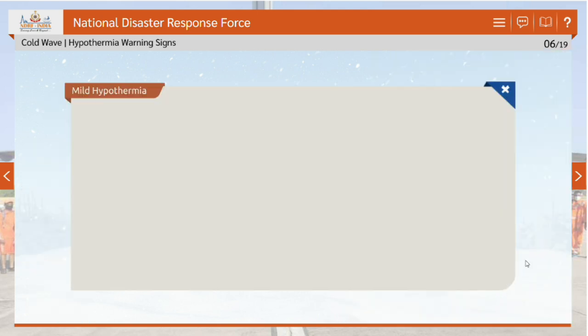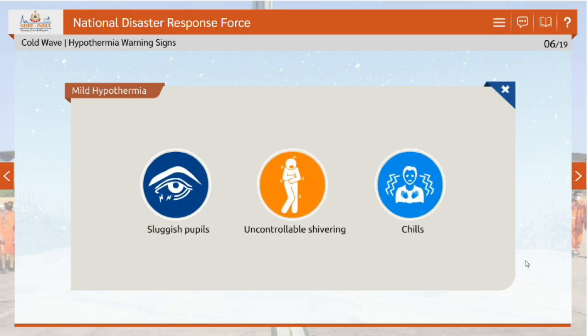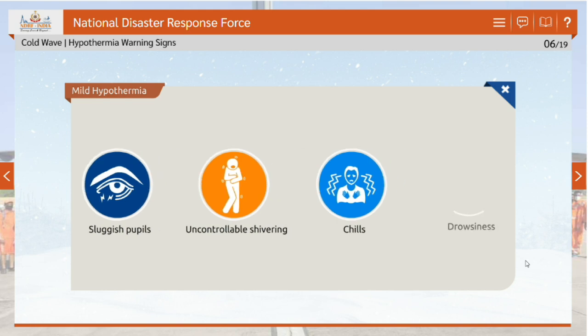Signs and symptoms of mild hypothermia include sluggish pupils, when the pupil constricts slowly in bright light, uncontrollable shivering, chills from being exposed to low temperature. Chills refers to feeling cold after being in a cold environment. Drowsiness refers to feeling more sleepy than normal during the day. People who are drowsy may fall asleep even when they do not want to.